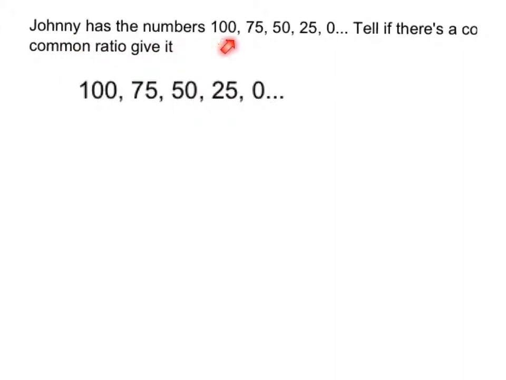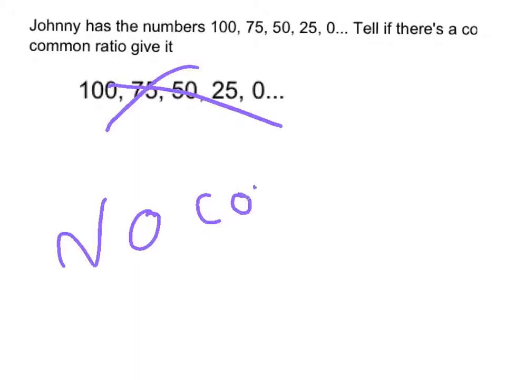Johnny has the numbers 100, 75, 50, 25, and 0. Tell if there is a common ratio or not. If there is a common ratio, then give it. Since there is no common ratio, then we will write no common ratio.